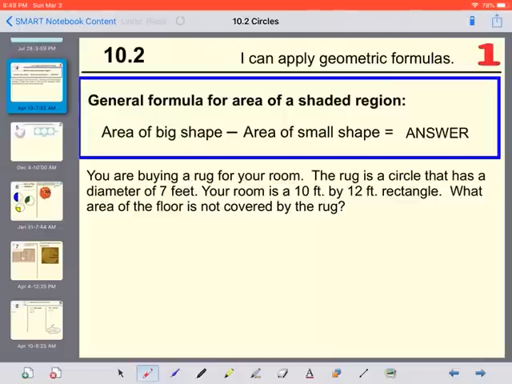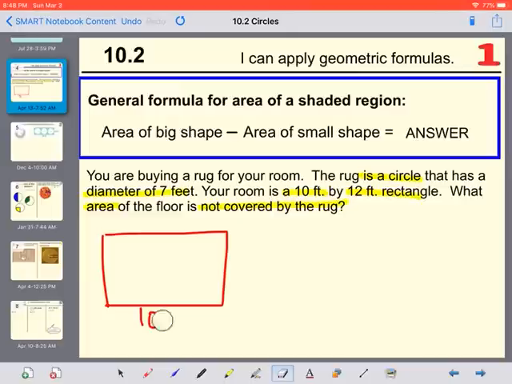It says you're buying a rug for your room. The rug is a circle that has a diameter of 7 feet. Your room is 10 feet by 12 feet in a rectangle shape. What area of the floor is not covered by the rug? So I'm going to draw our room here. It's a rectangle, and it's 10 feet by 12 feet. Oh, the long side should be 12, right? 12 and 10. And you have a rug that has a diameter of 7 feet. They're asking what area is not covered by the rug. So this part here we want to know the area of.